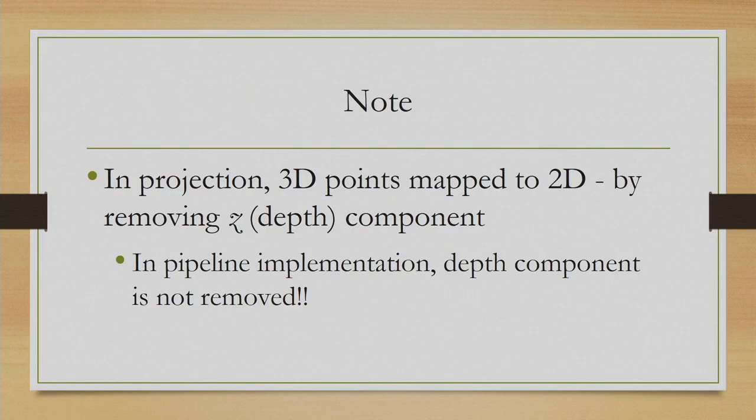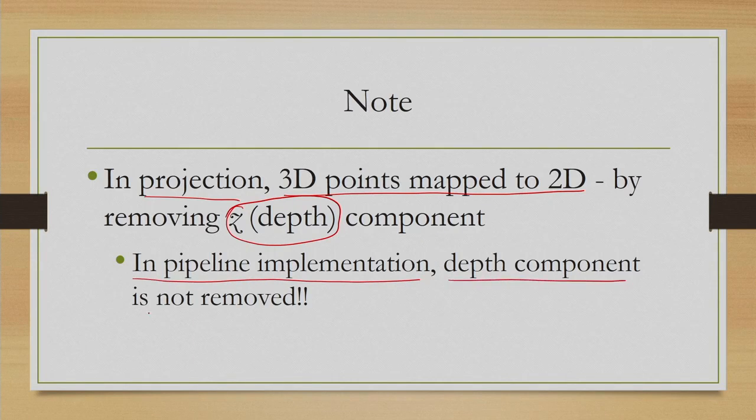There is one more point to be noted. So far, what we mentioned is that in projection 3D points are mapped to 2D. The implication is that we are removing the z or depth component. However, it may be noted here that while we implement the pipeline, this depth component is actually not removed. And why is that so?